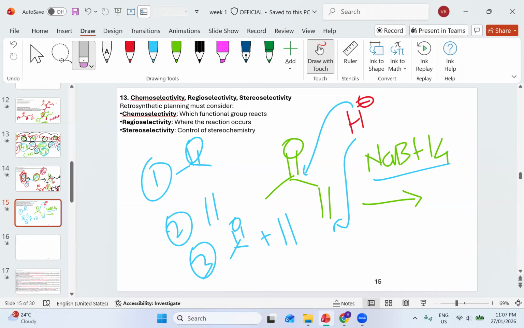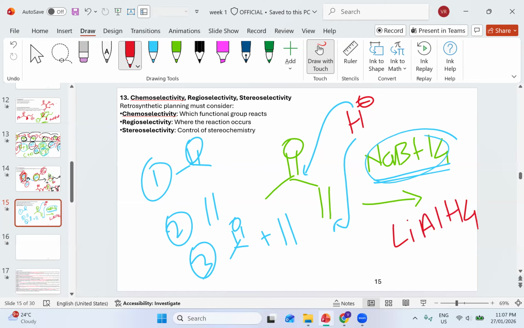But yeah, also, instead of NaBH4, if you add LiAlH4, the reactivity will be different. In the same case, LiAlH4 is also a hydride source, but the reactivity differs. NaBH4 reacts selectively under mild conditions, with a soft electrophile, but LiAlH4 reacts on the hard electrophilic side. So mostly on the carbonyl first, and then on the double bond. So this is basically governed by the chemoselectivity.